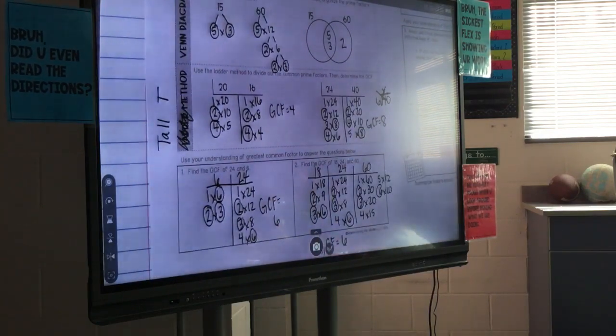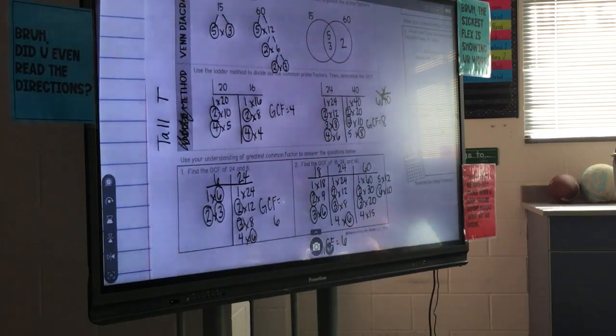Your homework tonight is just going to be these top 3 because we didn't get to LCM. So you're doing number 1, number 2, and number 3 across the top of this paper. I want you to glue this paper in though because you're going to need it for tomorrow. Okay? I passed them out.